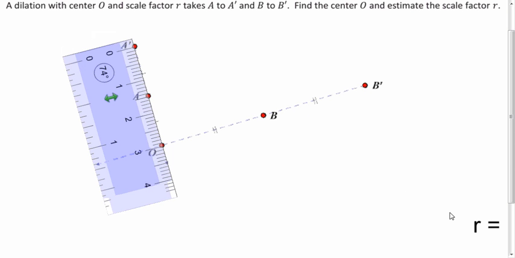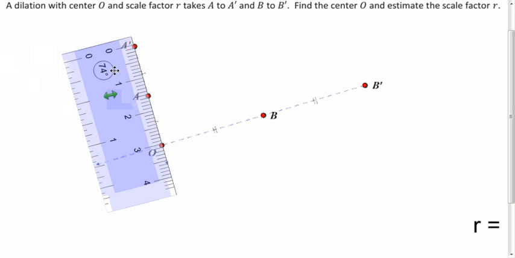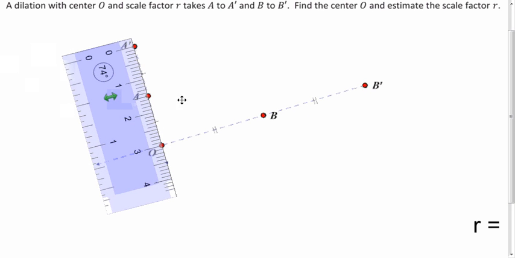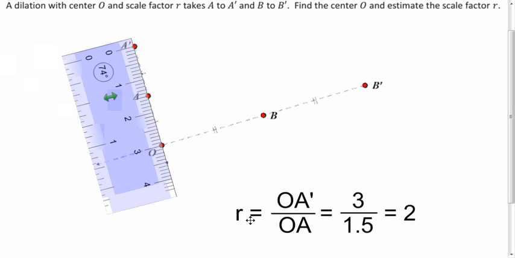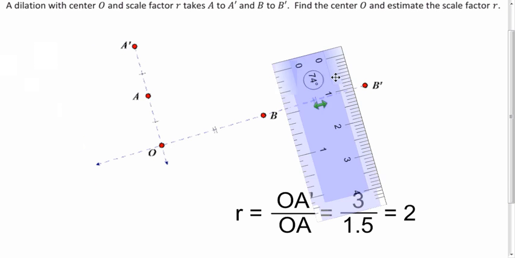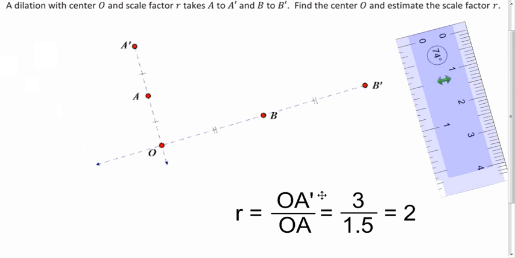So in this case, I end up with 3 centimeters from O to A prime and 1.5 centimeters from O to A. So my scale factor in this case is 2. Depending on how you did your dilation, you could have a different scale factor or your numbers might be different, but it's still the same idea.